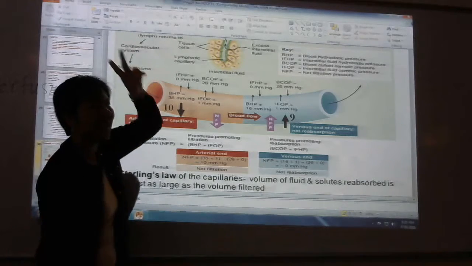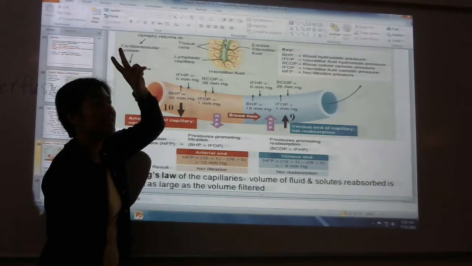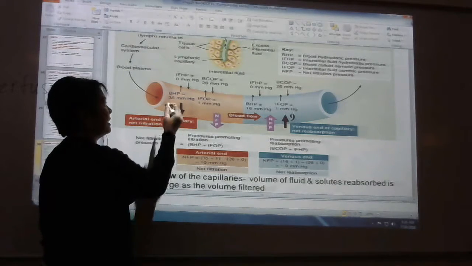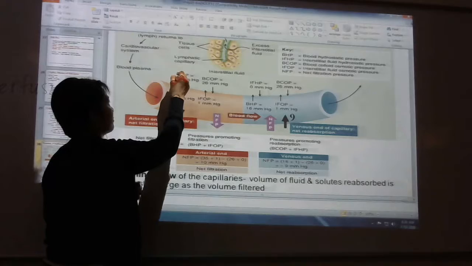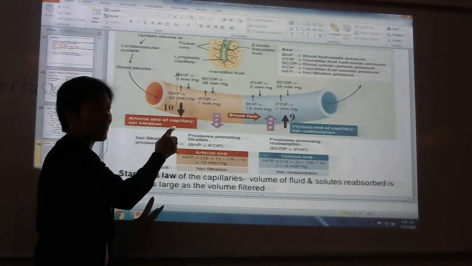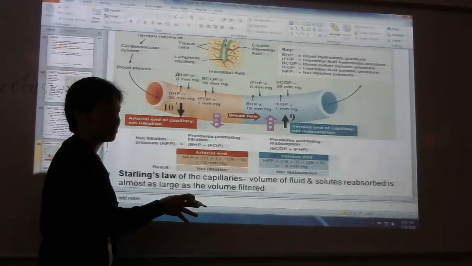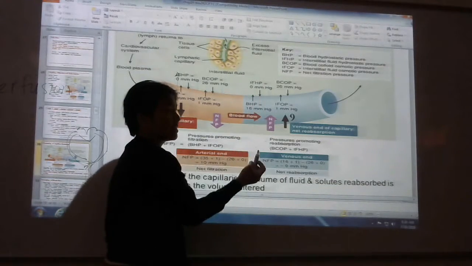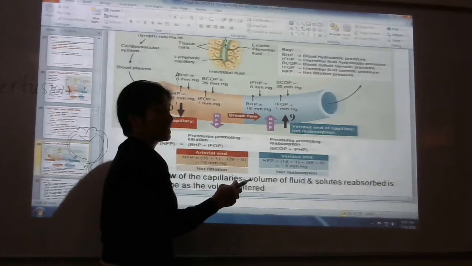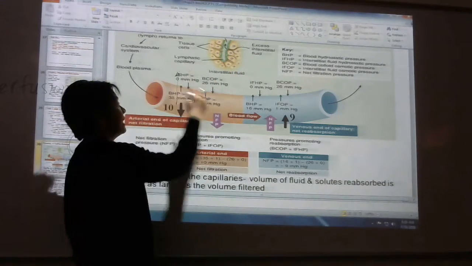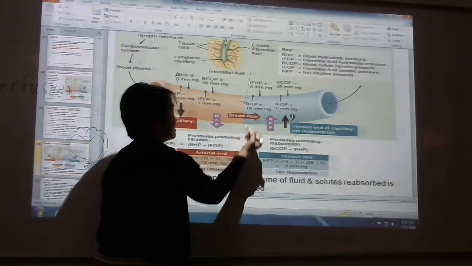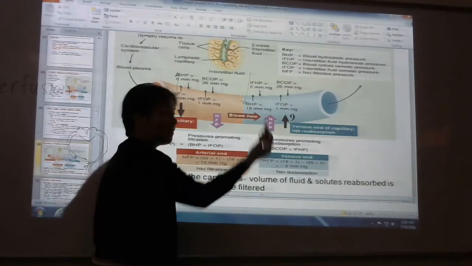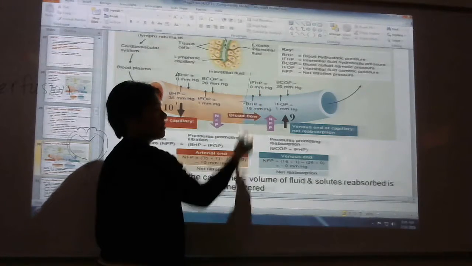There's two pressures, hydrostatic pressure and osmotic pressure. When I say blood hydrostatic pressure, it means from here going out. In other words, that's your blood pressure pushing substances out. But the opposite, so you see, interstitial fluid hydrostatic pressure. The interstitial fluid may also exert some hydrostatic pressure that will resist that. So it's going to push inside. Here in this picture, the interstitial fluid hydrostatic pressure is 0.